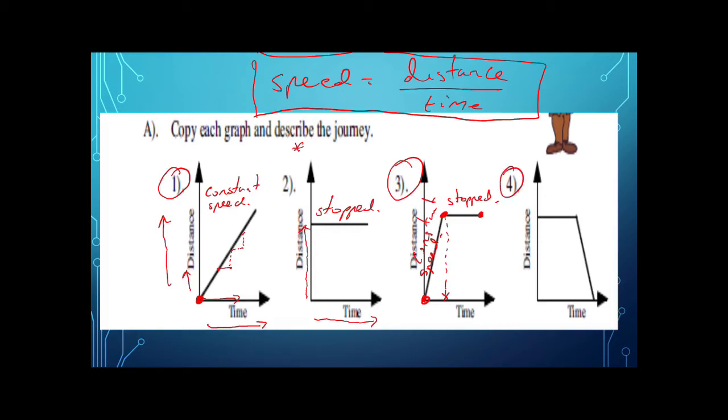Question 4. In this first part, we are stationary, we're not moving, and we are a certain distance away from our starting point. And then in this part here, we are moving towards our starting point because the distance is being reduced. The distance is going down as time increases. If you notice, it's a diagonal straight line, so we are moving at a constant speed towards our starting point.